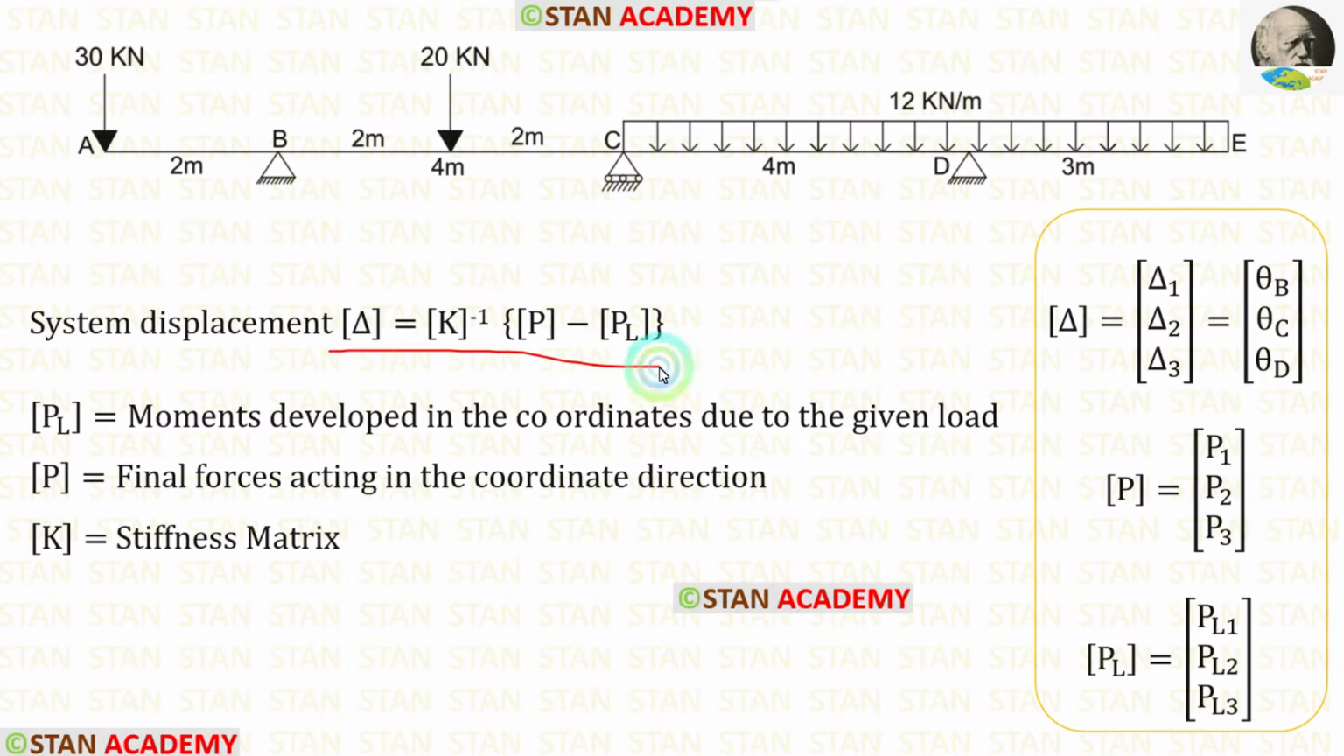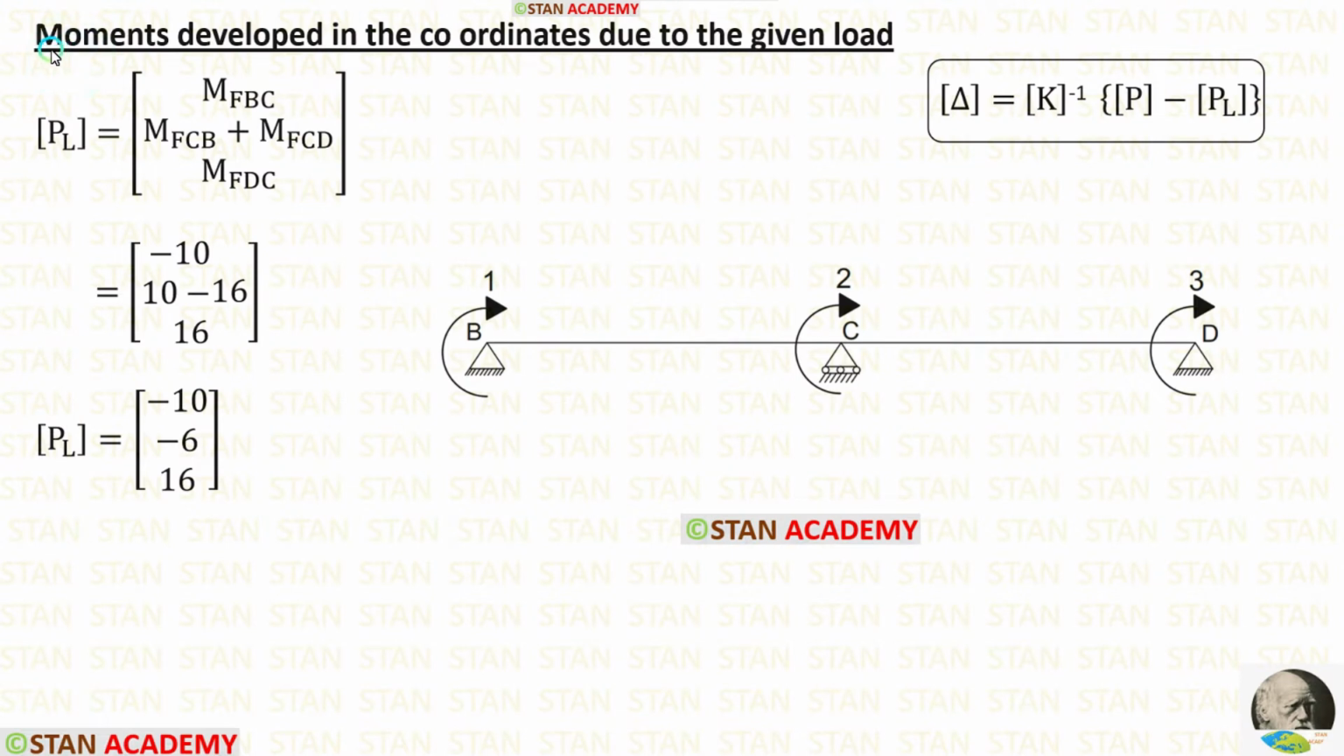In this formula, first let us find PL matrix. We know that PL matrix is the moments developed in the coordinates due to the given load. In this analysis, there are 3 coordinates. In the point B, in the point C and in the point D, there are the coordinates. The PL matrix should be calculated in the order first from the first coordinate, then from the second coordinate, finally from the third coordinate. In the point B, we have calculated a fixed end moment M of BC.